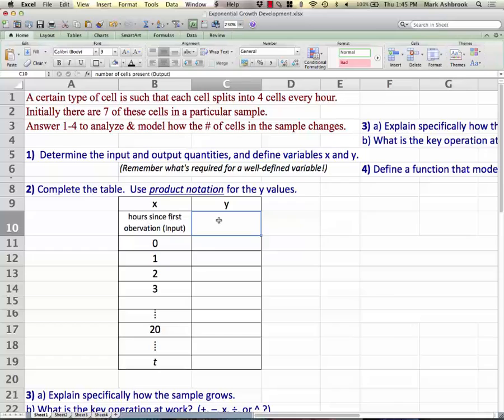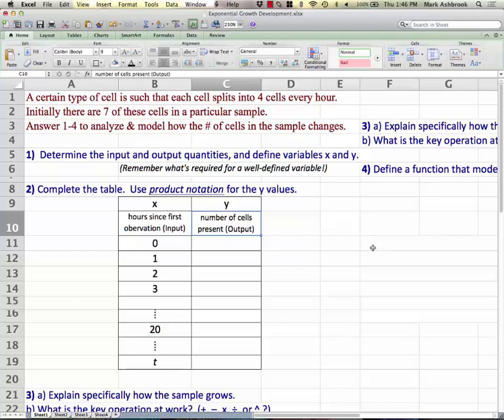Aaron, did you get that? What did you say for defining the variable y? John, what do you think? Number of cells. Yeah, number of cells, right? So that's what we're interested in here. How many cells: the number of cells present, or number of cells in the sample.